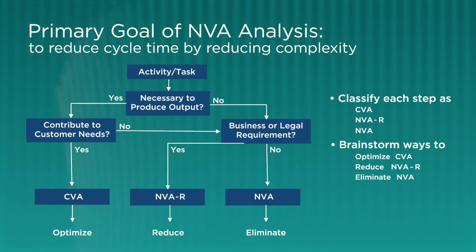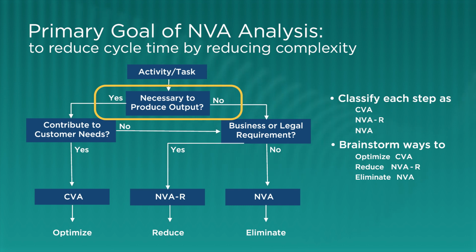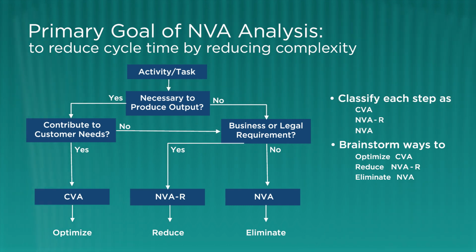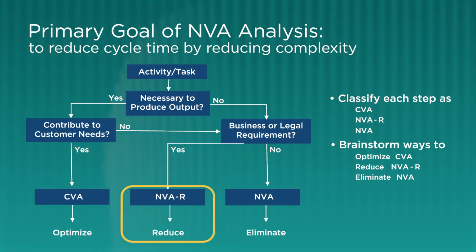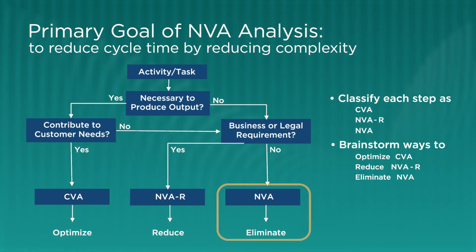This flowchart can help you look at and classify if your work is adding value. Ask yourself, is the work needed to produce the output? If not, is it required? As you work through the steps, ultimately you want to optimize your efforts that your customer values, reduce work that doesn't add value but is required for the business or the law, and eliminate work that adds no value, such as rework, inspections, and multiple approvals.